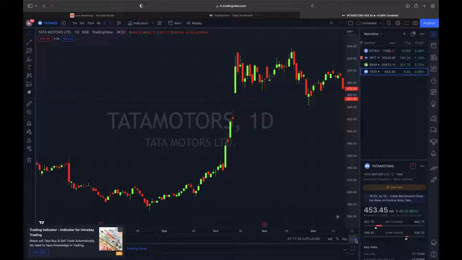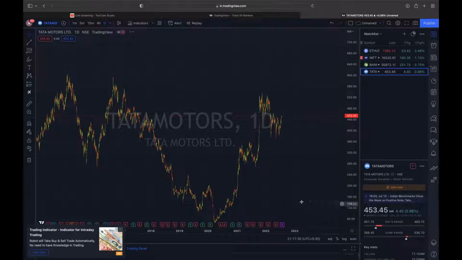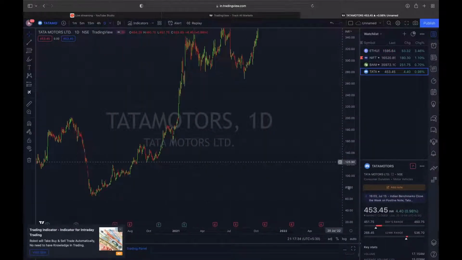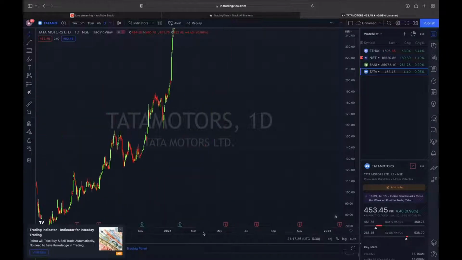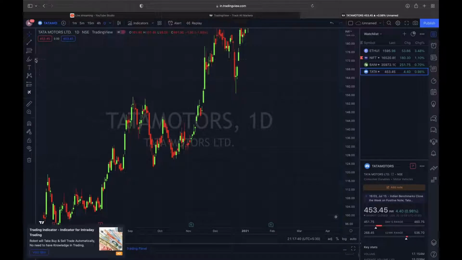Take a 1 day time frame. Now I'll show you a symmetrical triangle. Okay, a symmetrical triangle. I can spot it. Can you spot it? Yes or no? Yes, you can spot it. Let's see. Can you spot a symmetrical triangle now?